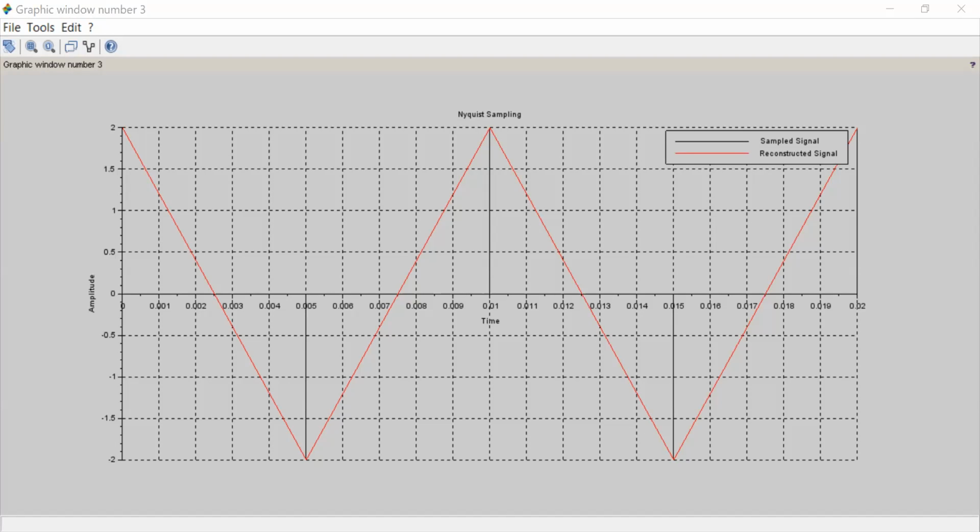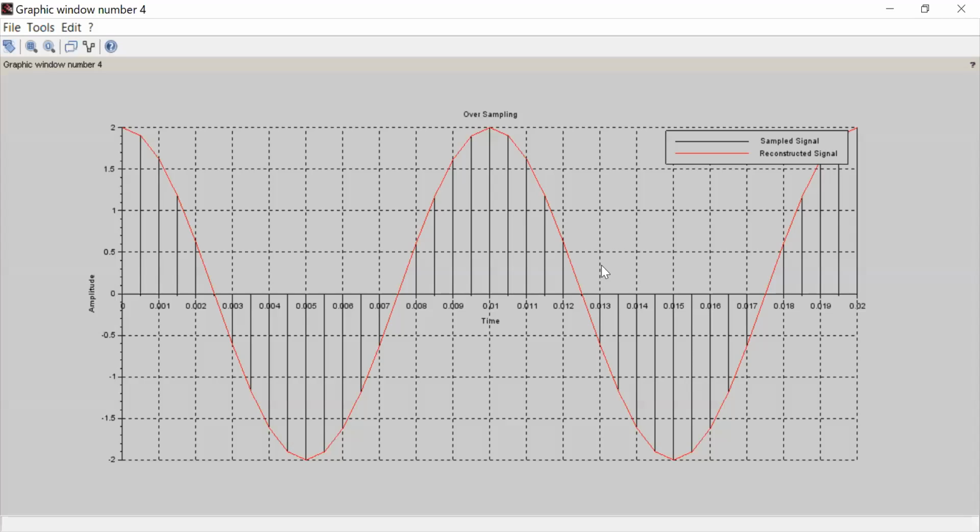The last one is oversampling. Whenever you are doing oversampling, when Fs is greater than 2 Fm, how does the graph look? The graph will be like this. Okay, this is the graph for oversampling. Here I have written the title: oversampling, when Fs is greater than 2 Fm. When the sampling frequency is greater than 2 times the maximum frequency, you will get a waveform like this. That means what you are doing is increasing the number of samples.